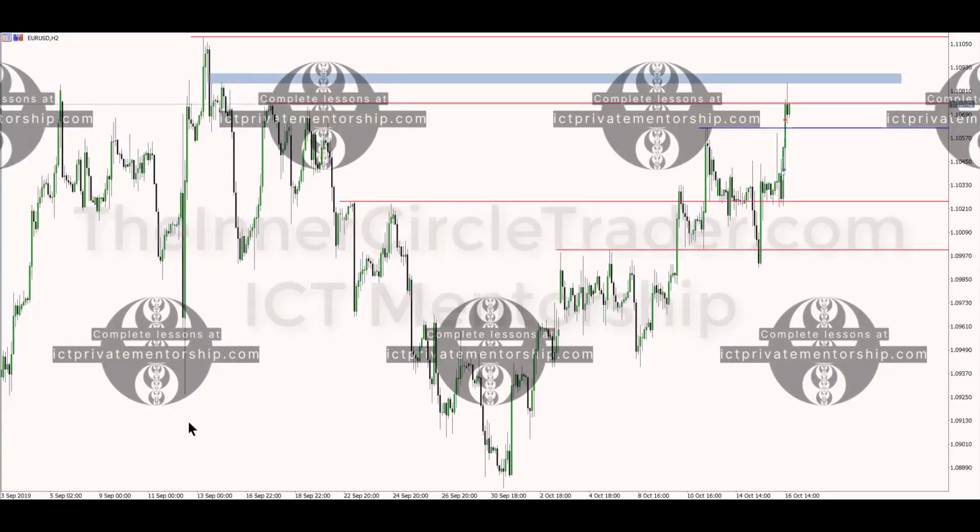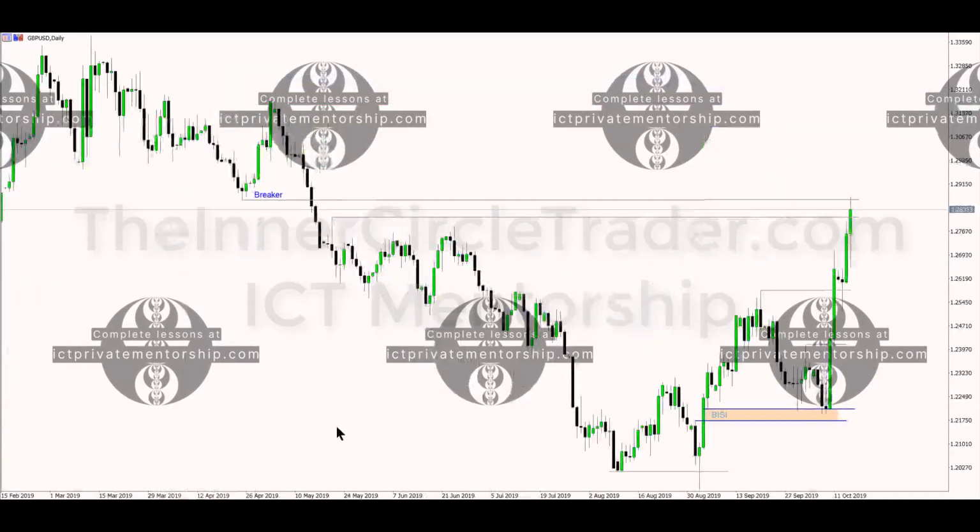All right, moving on over to cable. Cable, we had our BISI here. I wanted to see the original bullish order block. I wanted to see it trade down to that. I was waiting for that to get some kind of reaction.